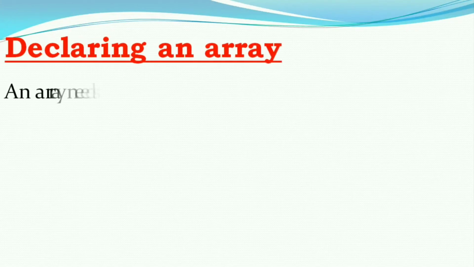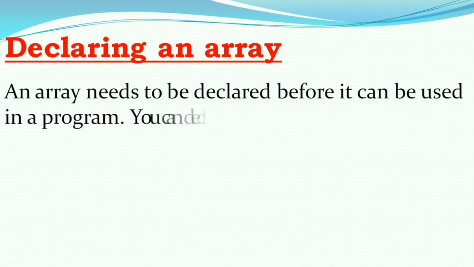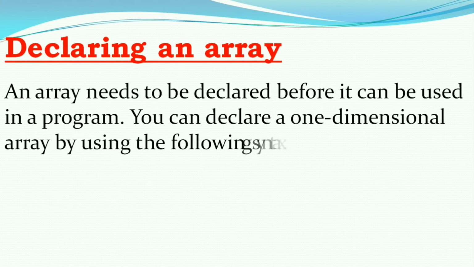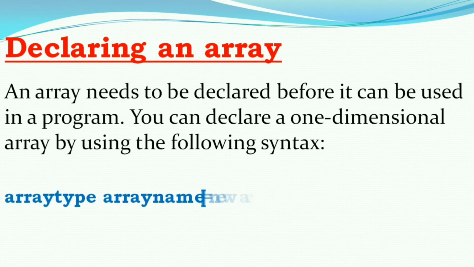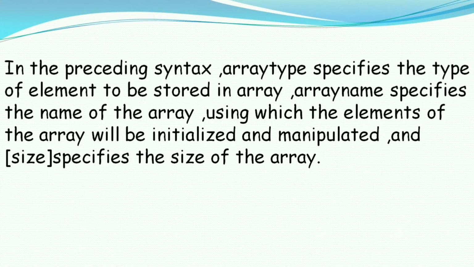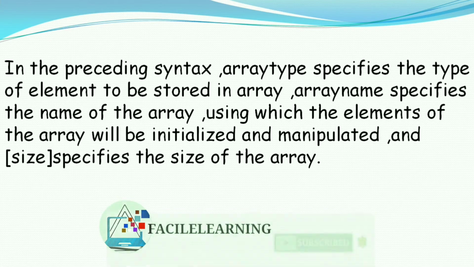Declaring an array. An array needs to be declared before it can be used in a program. You can declare a one-dimensional array by using the following syntax: array type, array name, brackets, equals new array type, size. In the preceding syntax, array type specifies the type of elements to be stored in the array. Array name specifies the name of the array, using which the elements of the array will be initialized and manipulated. And size specifies the size of the array.